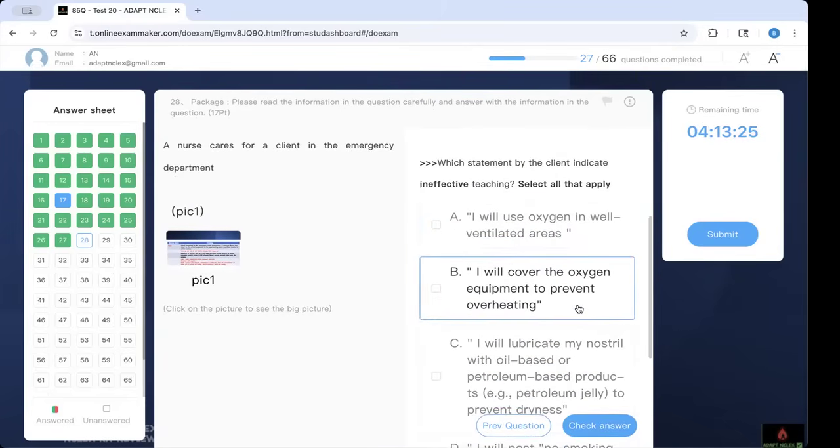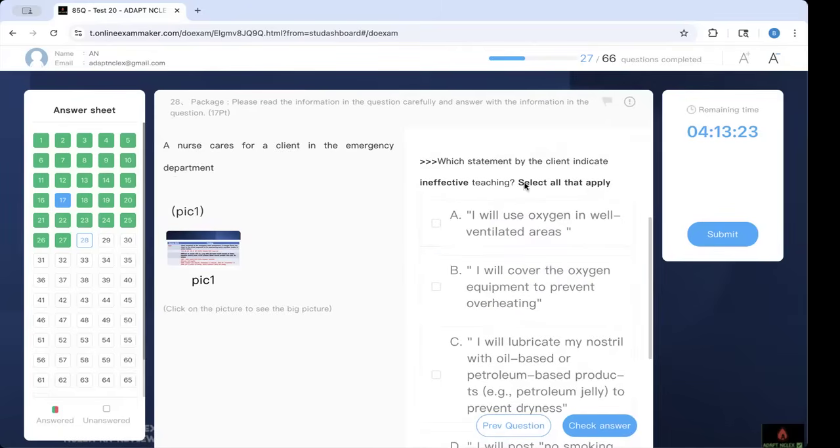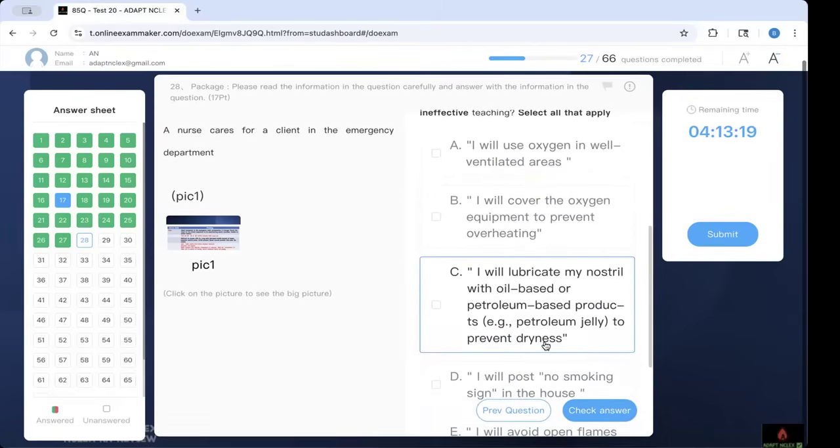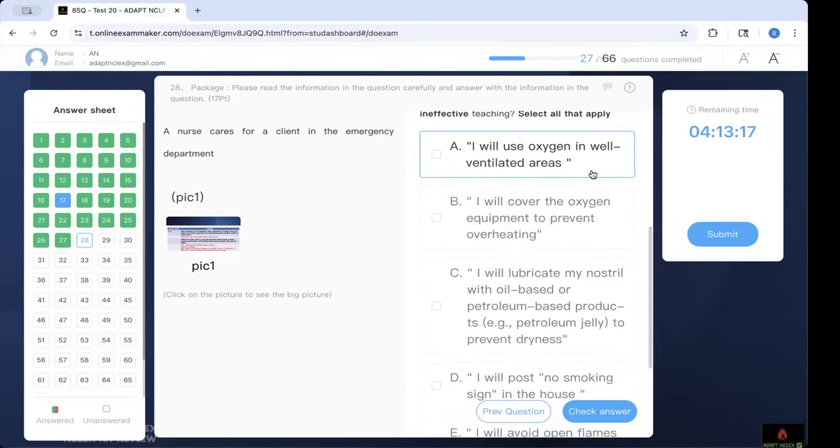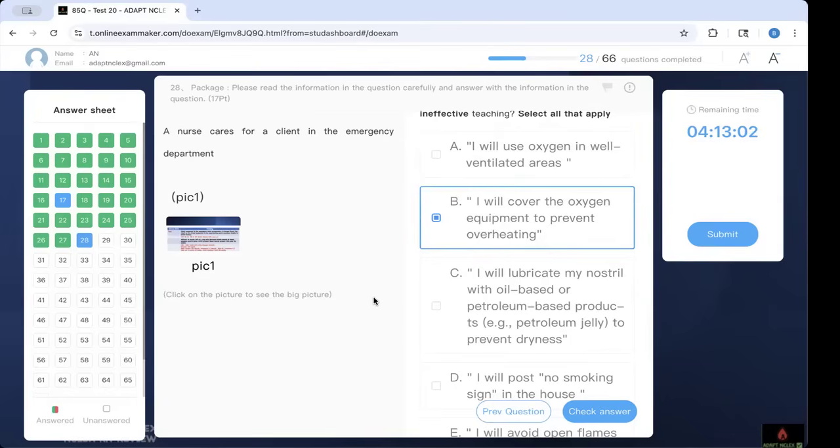What should you tell the patient? Which statement indicates ineffective teaching? That means they're saying something wrong. I will use oxygen in a well-ventilated area. Is that good? If you use oxygen, you should use it in a well-ventilated area. Effective teaching. I will cover the oxygen equipment to prevent overheating. Bad problem. Don't cover it.